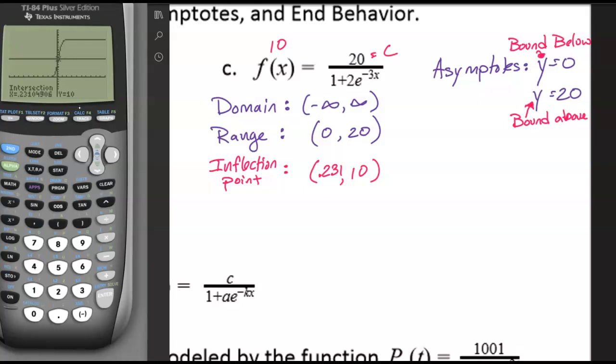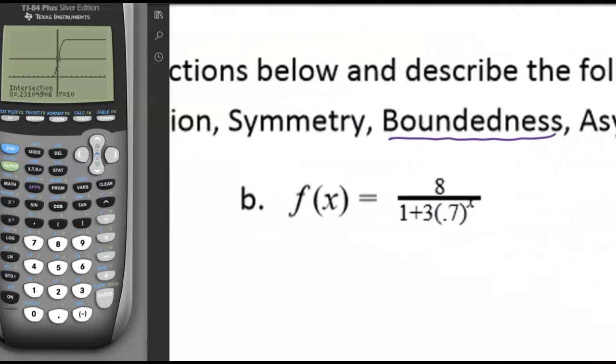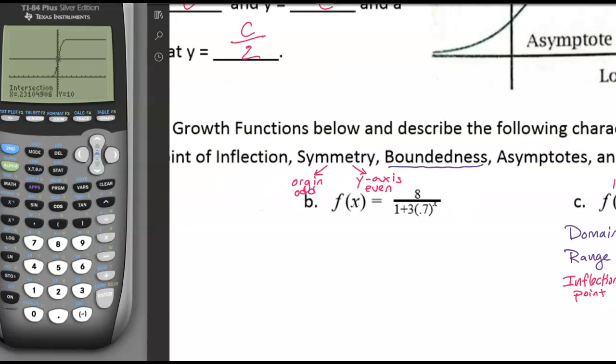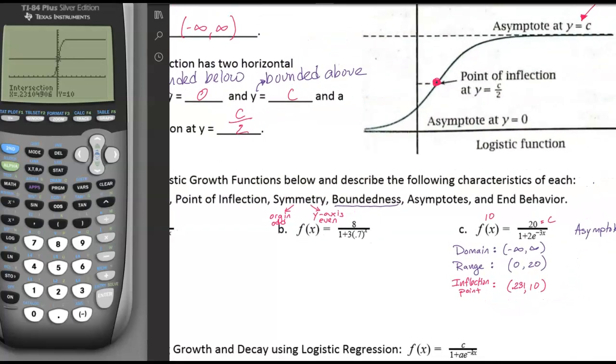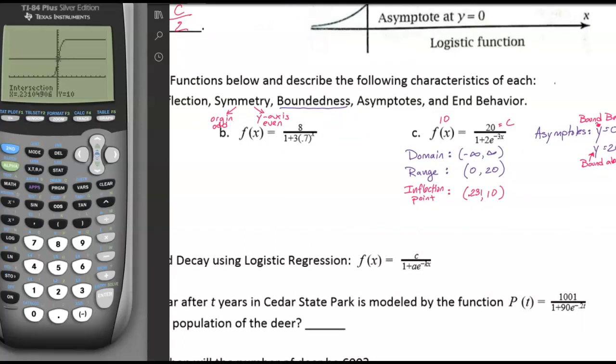What are we doing next? Symmetry. Okay. So this is dumb, but symmetry is basically asking for whether this is even or odd, meaning is it symmetric with respect to the origin or y-axis? And remember, y-axis was if it was even, origin was if it was odd. Is this symmetric with the origin or y-axis? Is it? No. In fact, logistics are never going to have any sort of symmetry, so we just say none. Always.